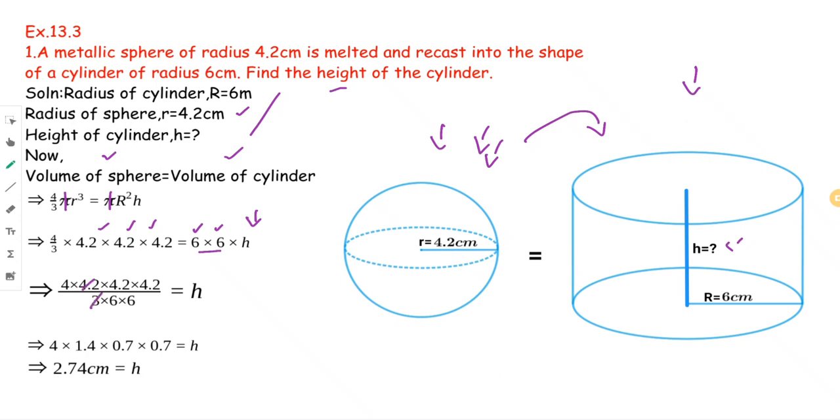3 ones are 3, 3 fours are 12, 6 into 0.7, and 6 into 0.7 equals 4.2. So we'll be left with 4 into 1.4 into 0.7 and 0.7, and then we have to multiply, and that's how we'll get the height of the cylinder to be equal to 2.74 centimeter.